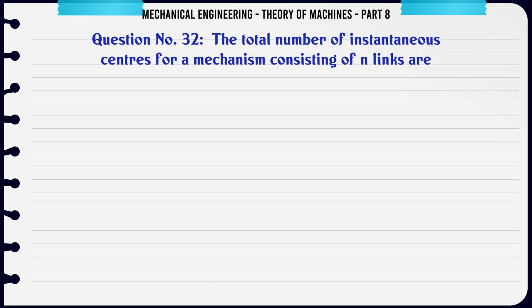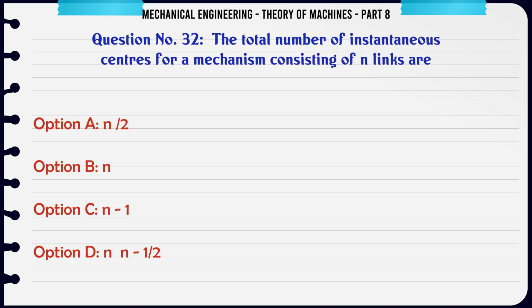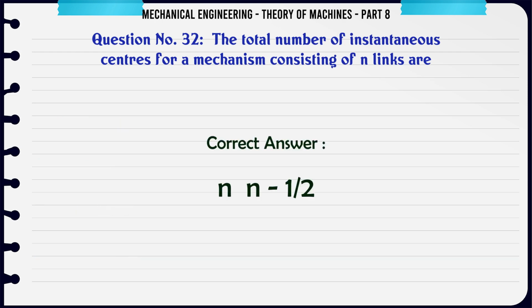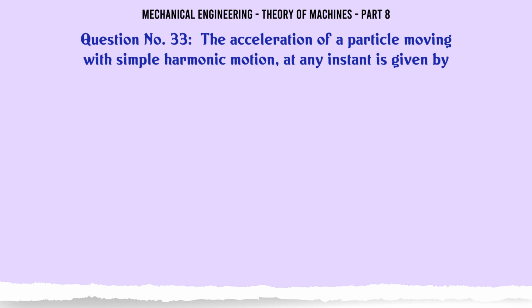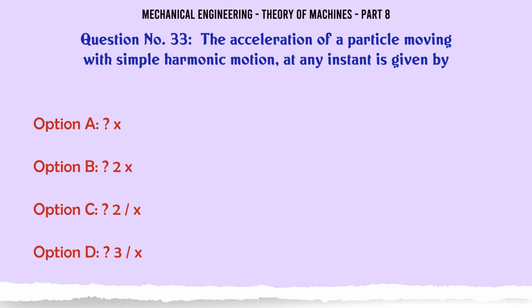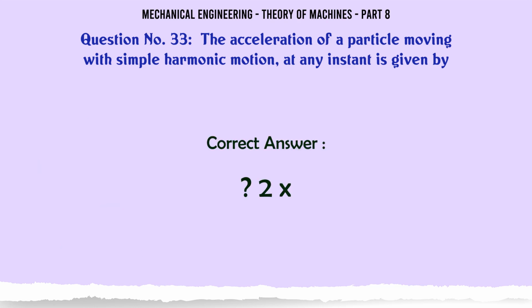The total number of instantaneous centers for a mechanism consisting of n links are A. n/2, B. n, C. n-1, D. n(n-1)/2. The correct answer is n(n-1)/2. The acceleration of a particle moving with simple harmonic motion at any instant is given by A. ωx, B. ω²x, C. 2x, D. 3x. The correct answer is ω²x.